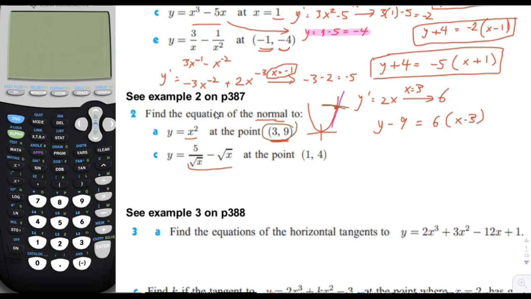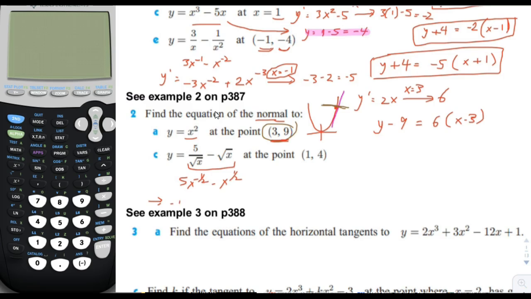What about this one? I'm not going to try to graph that. That's a big mess, isn't it? Let me try to rewrite it using negative powers. X to the -1/2 minus x to the +1/2. And let me take the derivative of it. And then I'm going to find out what m is going to be in that linear equation.